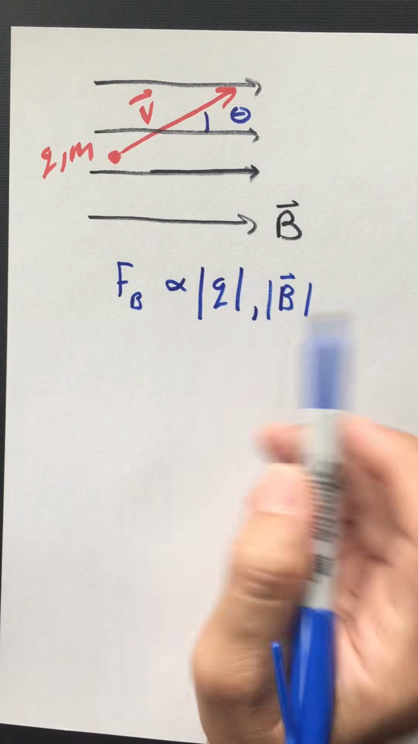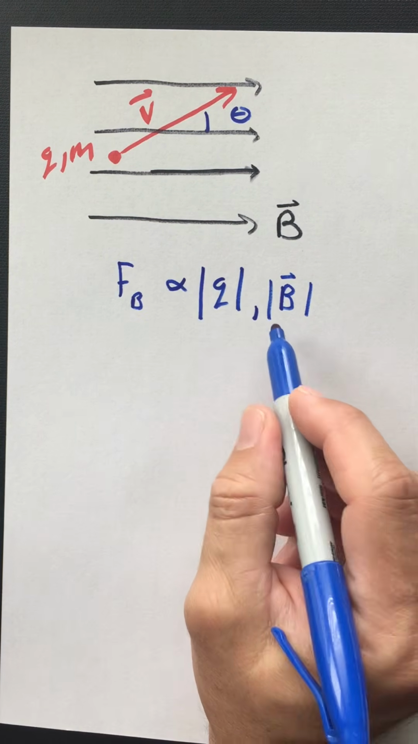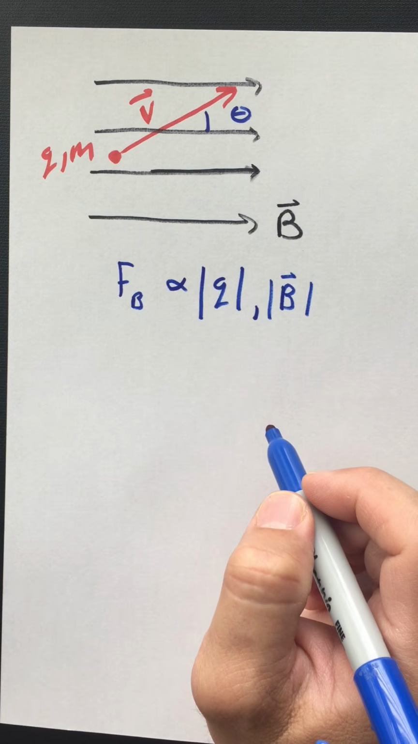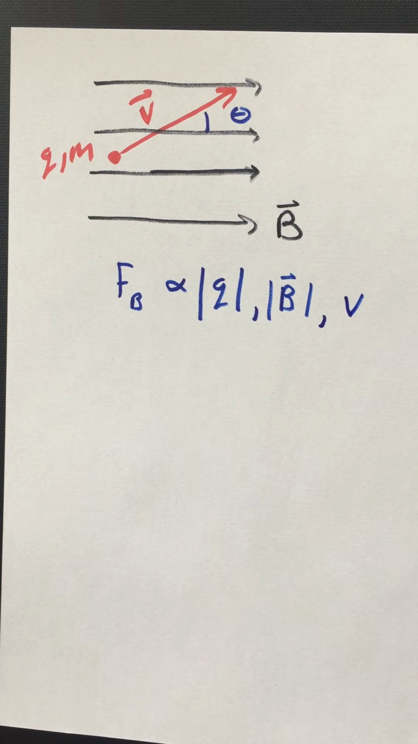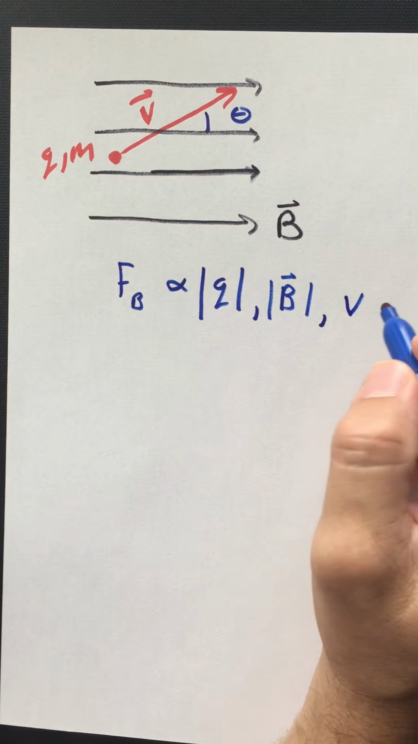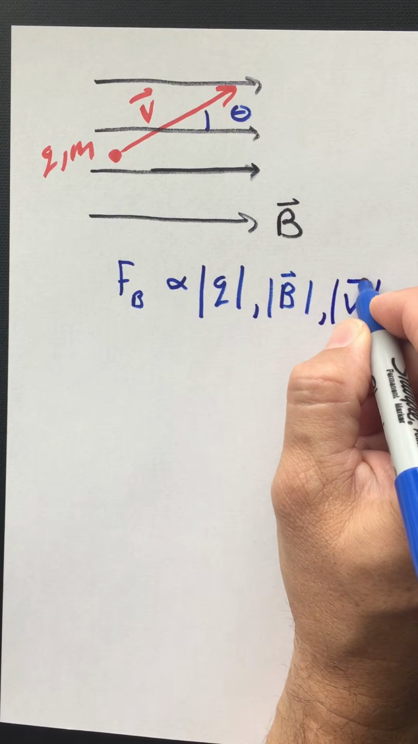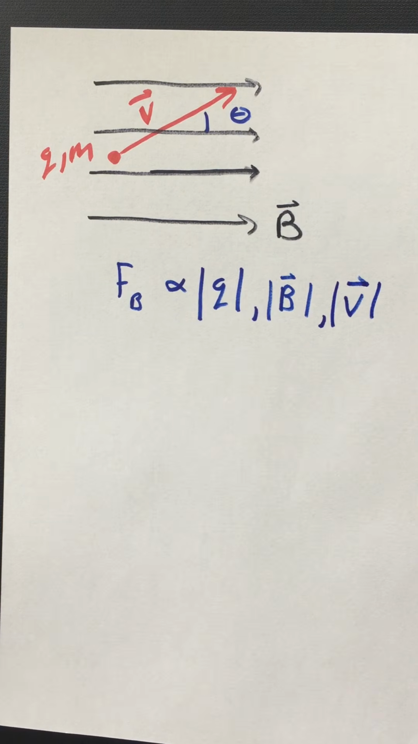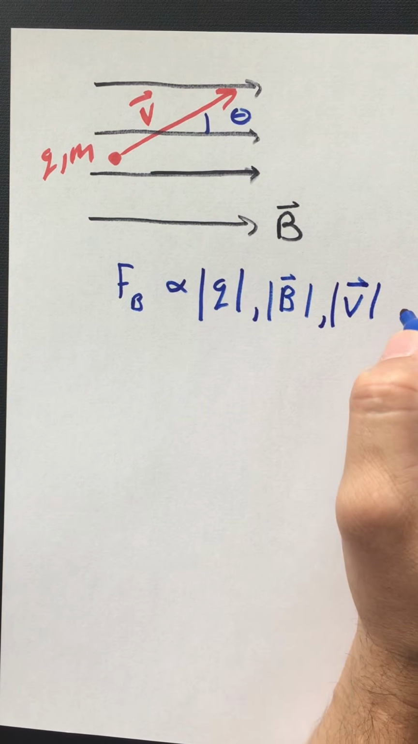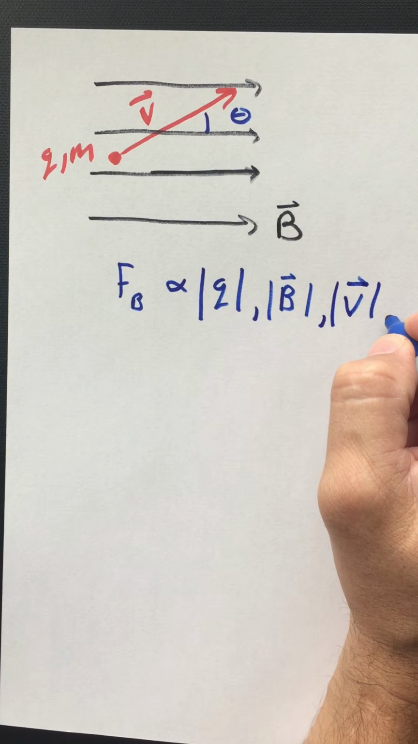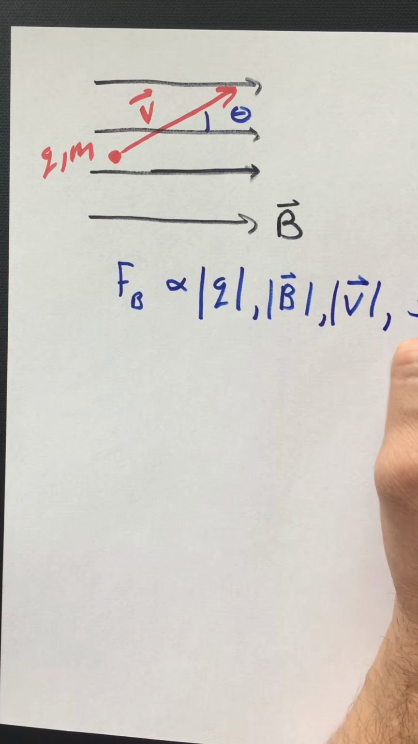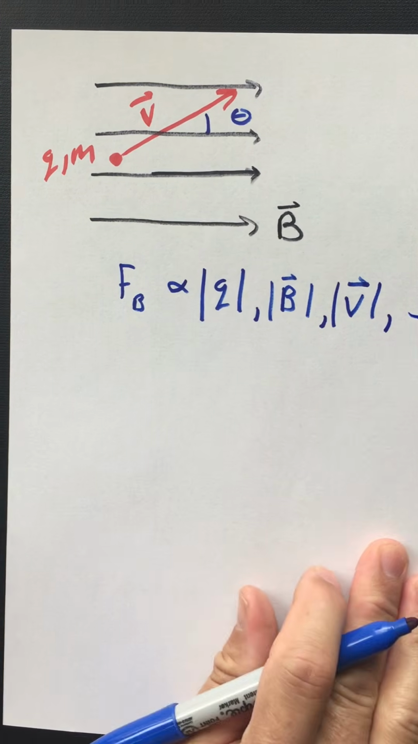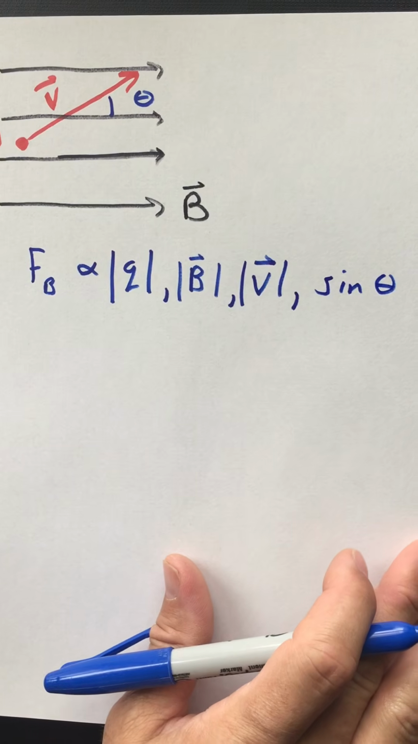But it's proportional to the magnitude of the charge, proportional to the magnitude of the field, proportional to the velocity, which is not something anybody expected when we first saw it, but it turns out to be proportional to the speed of the charge. And really, really interestingly, and really unexpected if you didn't know what was going on, it's actually proportional not to theta, but to the sine of theta.